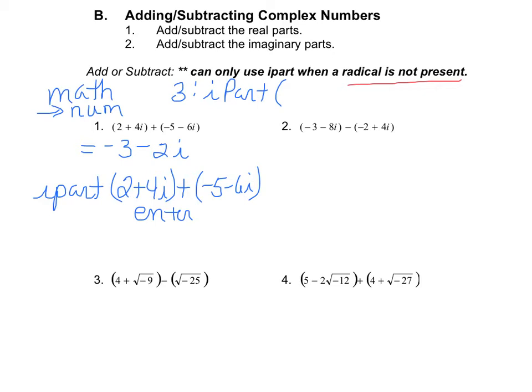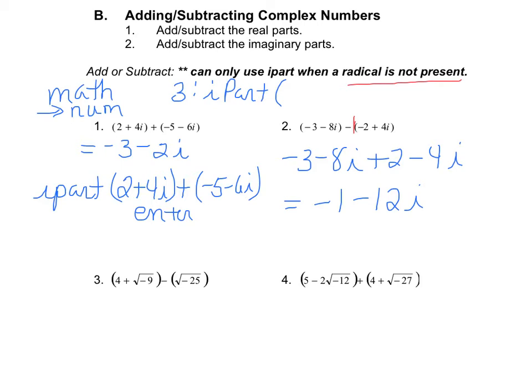Number 2, subtracting. We're going to use brain power with number 2. And if you notice, we're subtracting more than one thing. So we're going to use the additive inverse by multiplying through by a negative 1. So we have negative 3 minus 8i plus 2 minus 4i. Now we're going to combine like terms, the reals and the imaginaries, and end up with negative 1 minus 12i. And again, you can check yourself using iPart if you'd like after the video.